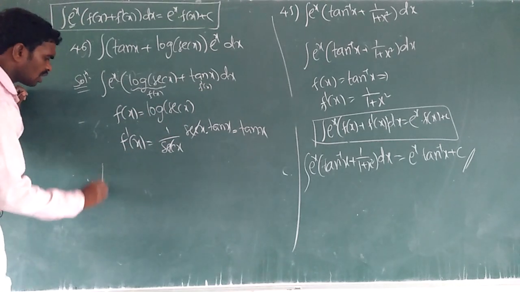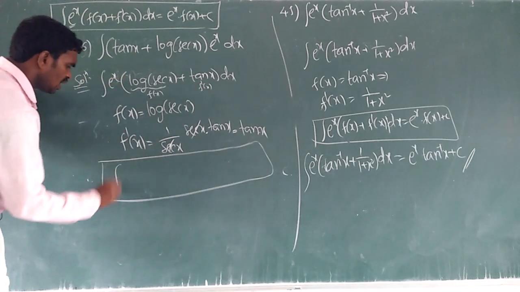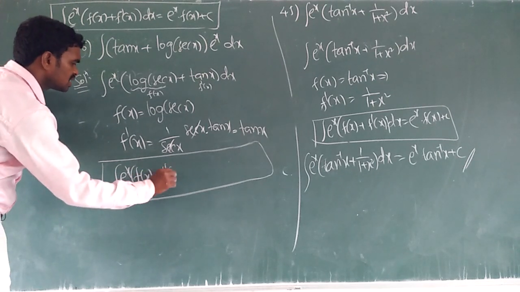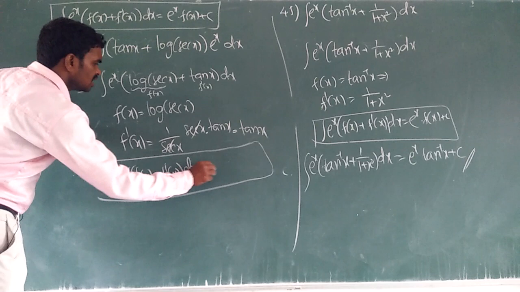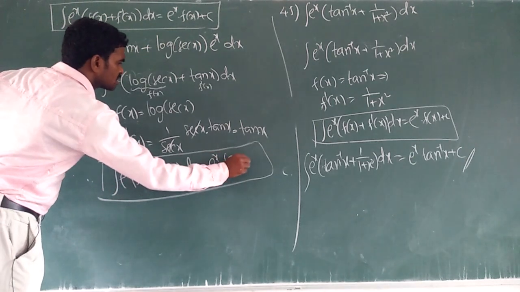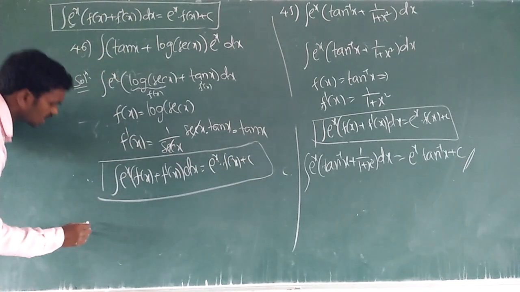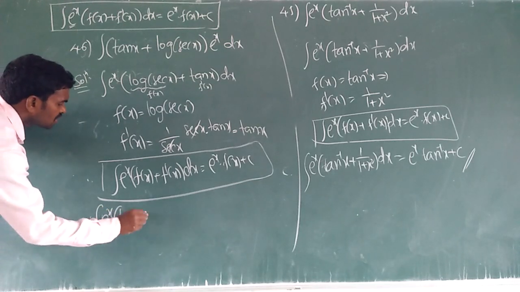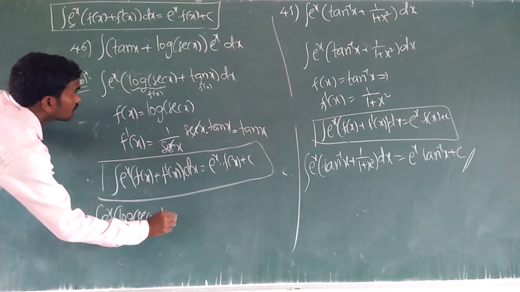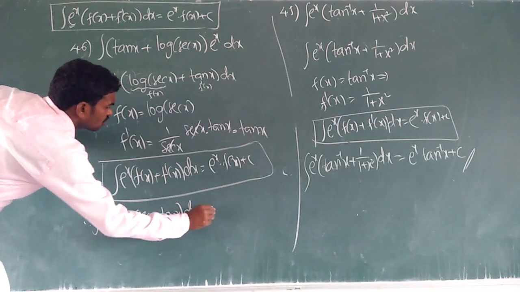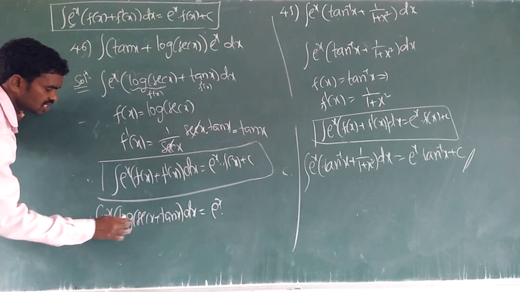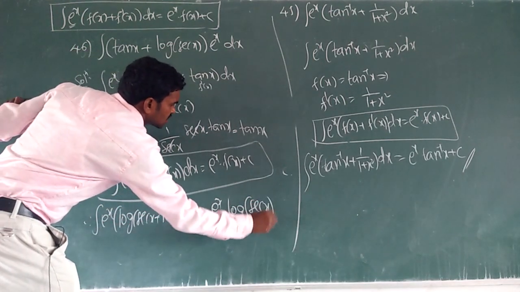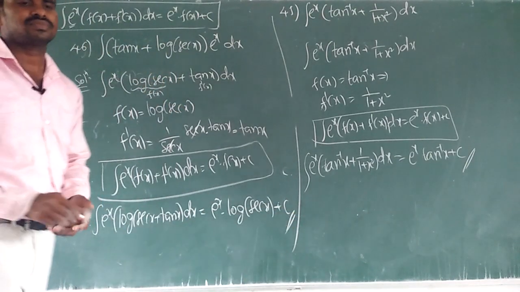So according to which formula? Integration of e power x of f of x plus f dash of x dx is e power x into f of x plus c. Using this formula, you can write the solution of the given question: e power x of log of secant x plus tan x dx is equal to e power x into f of x. This is f of x. E power x into log of secant x plus c is the answer.